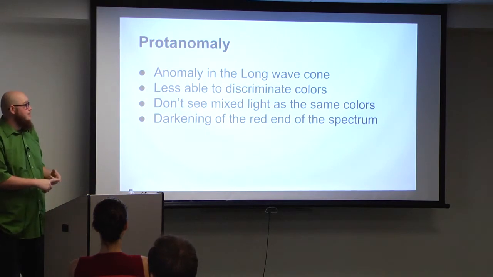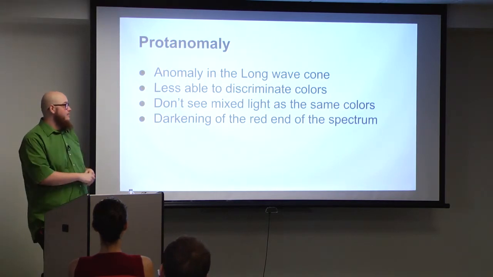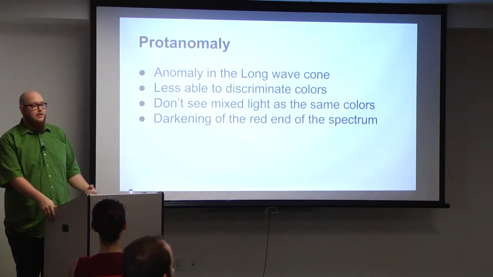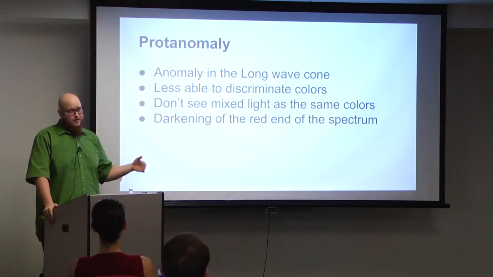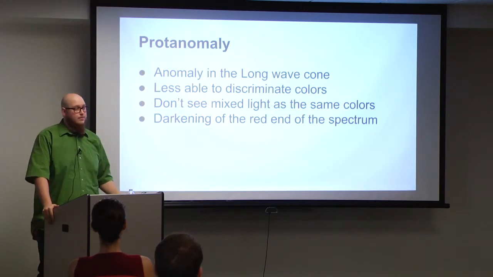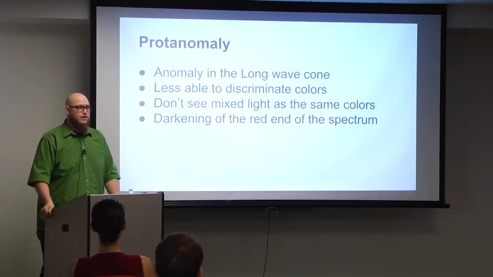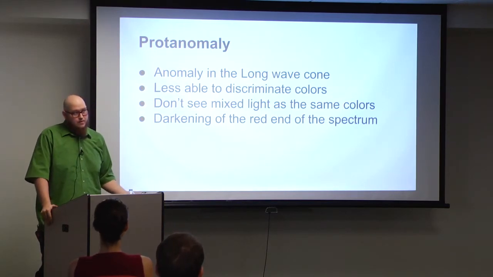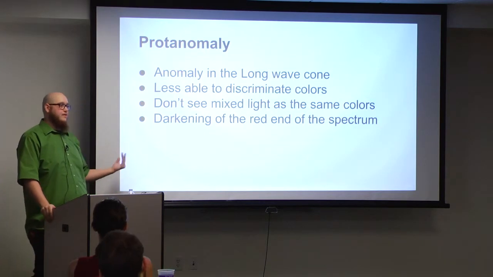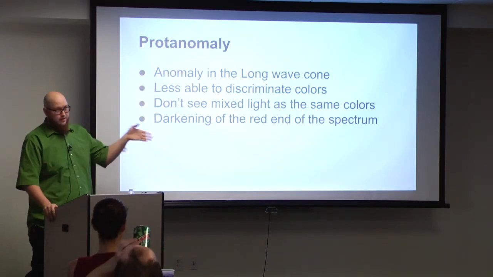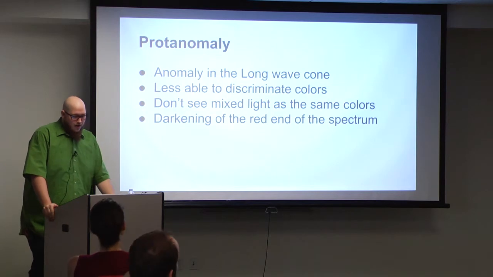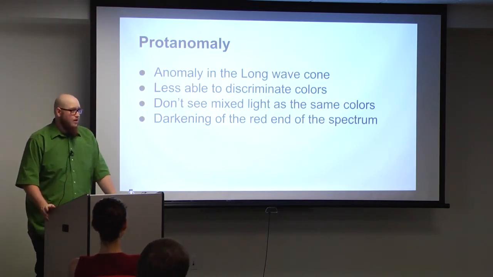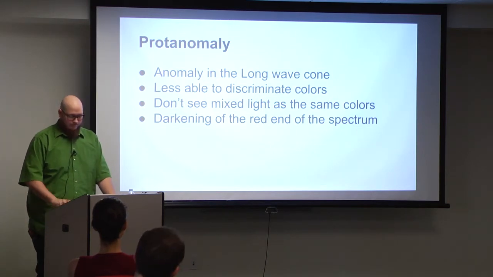So people with this are less able to discriminate colors. They don't see mixed light as the same colors. Mixed light would be if I have a yellow light and a red light pointed at something, that actually combines to make green usually. So I would see those objects differently than you, and then differently than if there was just a green light pointed at that object. And then there's a darkening at the red end of the spectrum that just makes vision darker, I guess.